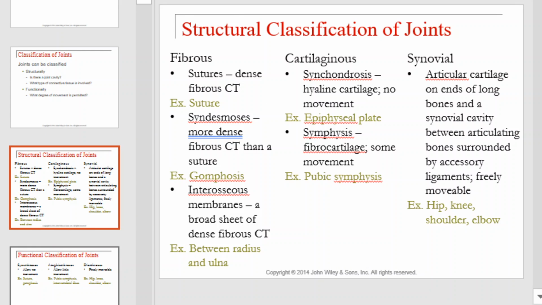Here we see the structural classification of joints summarized. There are three categories: fibrous, cartilaginous, and synovial. Fibrous joints are joints like sutures, which are held together with dense fibrous connective tissue. Cartilaginous joints include things like synchondroses. Synchondroses are held together with hyaline cartilage and permit no movement. Synovial joints involve articular cartilage on the ends of long bones and a synovial cavity between the articulating bones, surrounded by accessory ligaments. Synovial joints are freely movable.